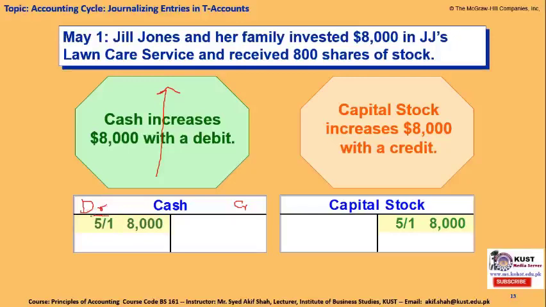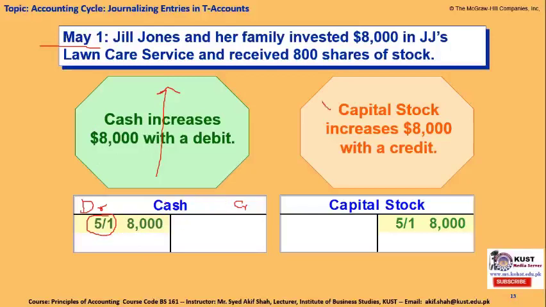This 5/1 is representing the 1st of May. 5 is the month and 1 is the date, that is, May 1st has been mentioned over here in the T account in this fashion. Since the cash level with the company has increased by $8,000, so $8,000 is debited, and the rule says that every debit will have a credit as well.